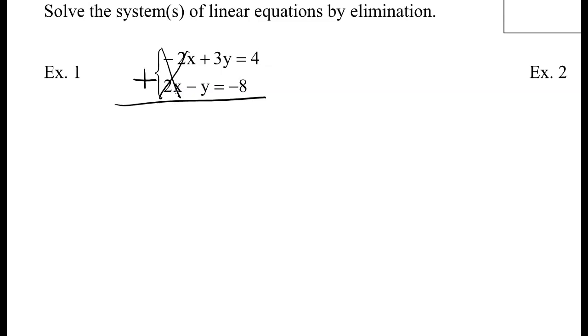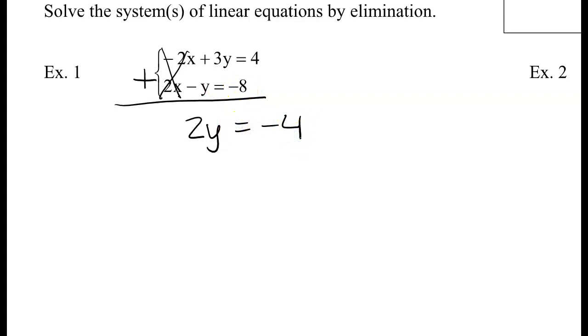So I'm already on the right track to solving a system by elimination. I've eliminated the x's. Next, I'm going to add 3y plus negative y. Be careful, you need to make sure that this negative stays with the y. So 3y plus negative y is going to get me 2y. Then if I do 4 plus negative 8, I get negative 4.